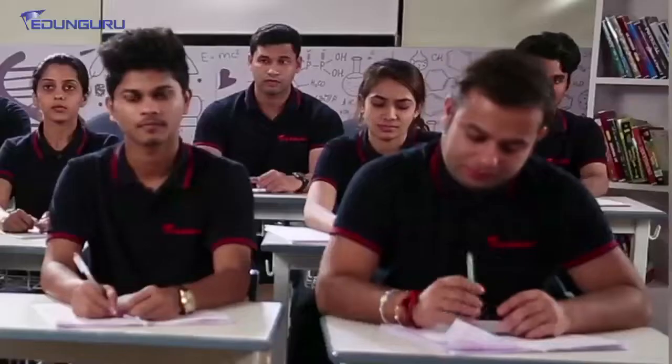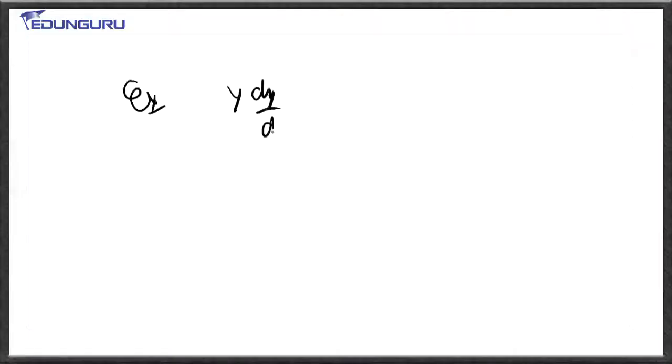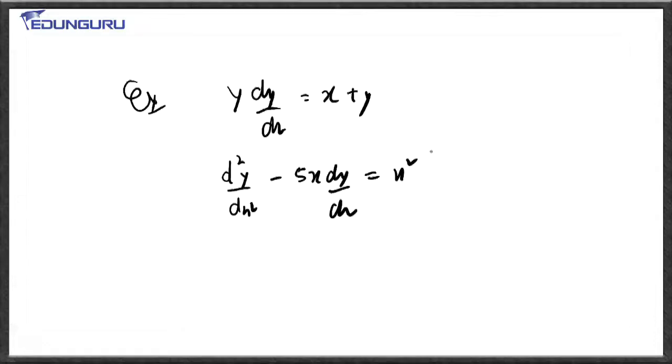Now students, after defining the differential equation, we'll take some examples so that you have an idea. y dy/dx is equal to x plus y is a simple differential equation. You can have d2y/dx2 minus 5x dy/dx equal to x square. This is also a differential equation. Remember, for an equation to qualify for a differential equation, you should have at least one derivative term. That's all. A normal equation containing at least one derivative term will be a differential equation for us.